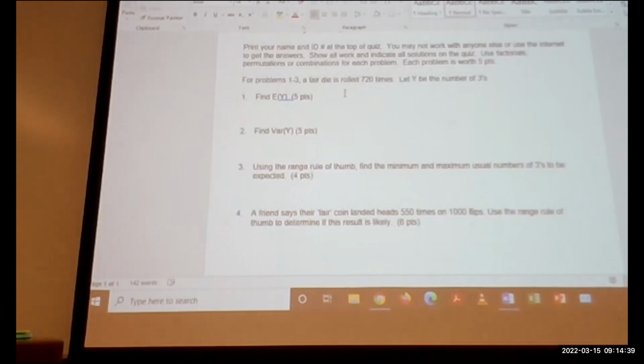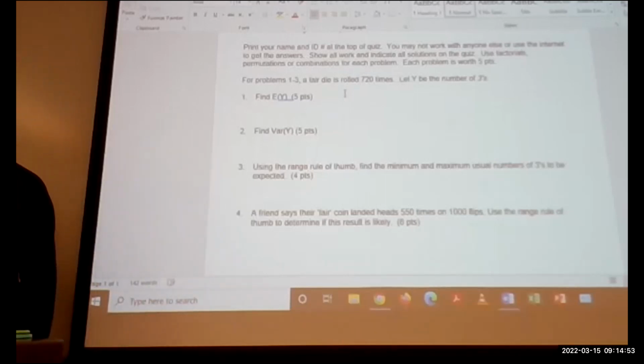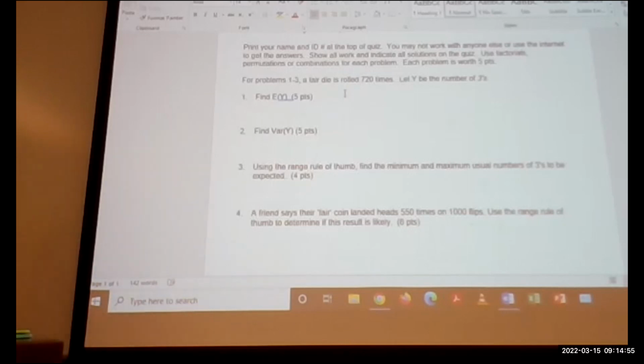So if I had a die in my hand that landed one side face up way more often than the others, then I'd say, I don't think this is a fair die. You see, that's a simple way to actually test these things. So the range rule of thumb is just a ridiculously simple way to say, is it reasonable or is it not? We're not saying it's impossible.